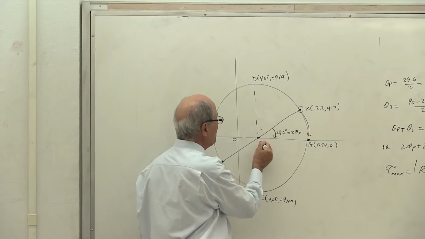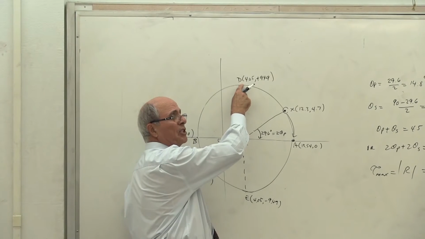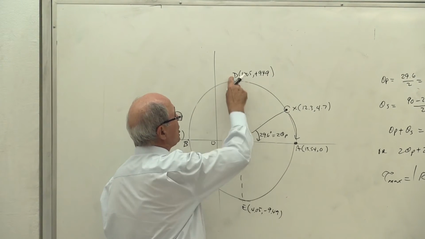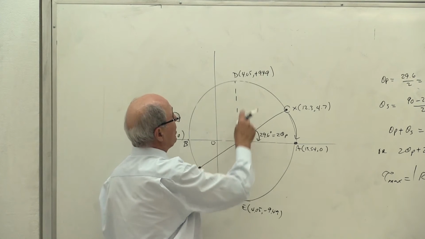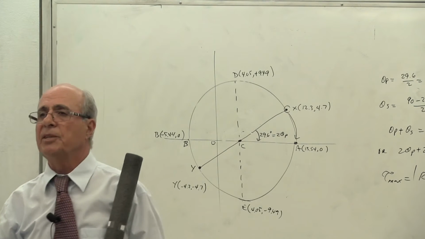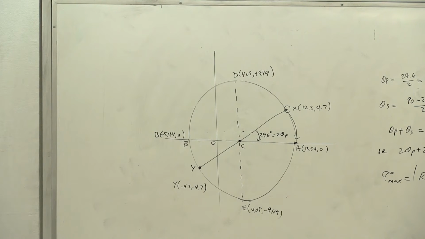At C, the center of the coordinate, we have an average stress. Yes or no? The average stress of 4.05, but this is plus 9.4 plus R, and this is minus R. Is that correct or not? Yes? How do we put that on an element?